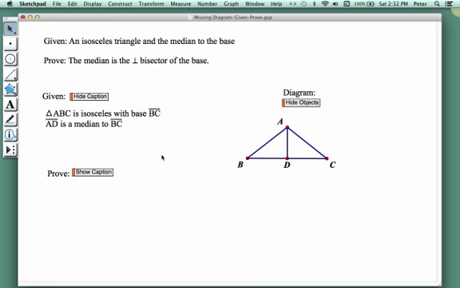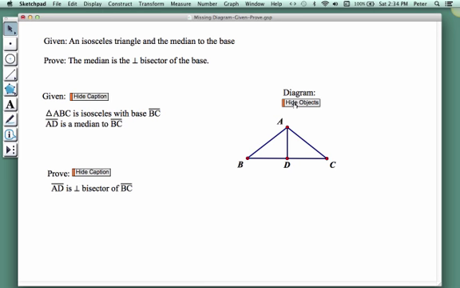Now, our next job is to look at what we're trying to prove. We're trying to show that AD is the perpendicular bisector of BC. So, in these examples, we're not so much concerned with how to do the proof yet. That will come. We really want to just focus on setting up everything correctly.